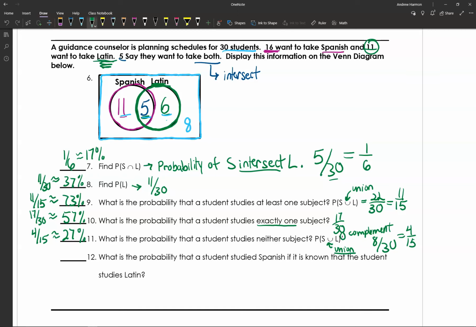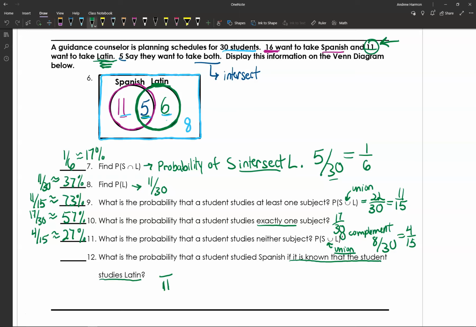And then number 12. What is the probability that a student studies Spanish if it is known that the student studies Latin? So, this one we have to think a little bit deeper for. So the thing I want to focus on here is it says, if it is known that the student studies Latin. So how many students do we know study Latin? We know that 11 students study Latin. So that is the total number of students that we're going to be looking at. It's just those 11 because all we're worried about is the students that study Latin.